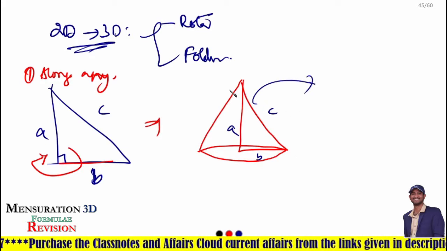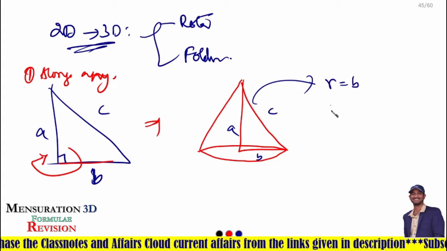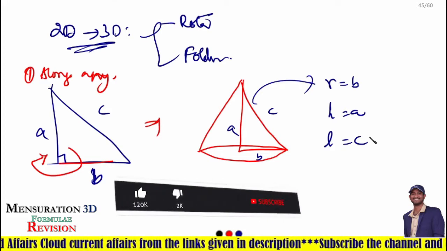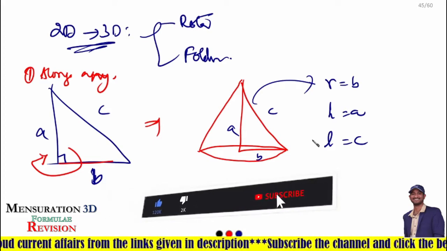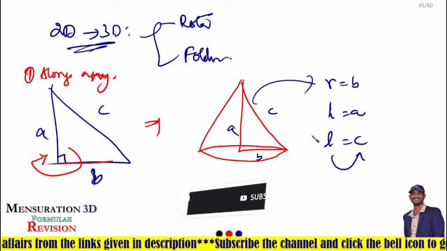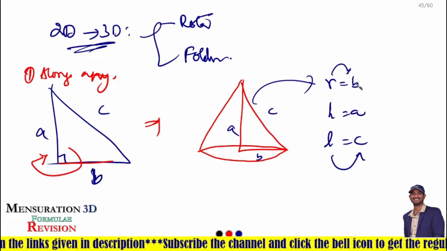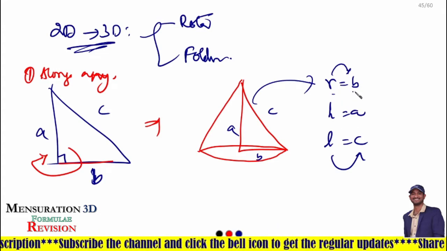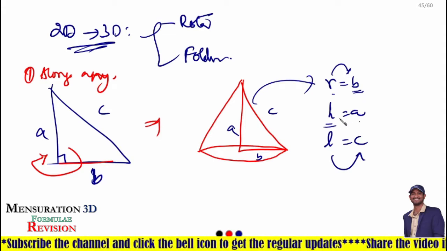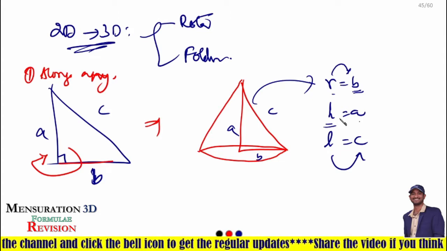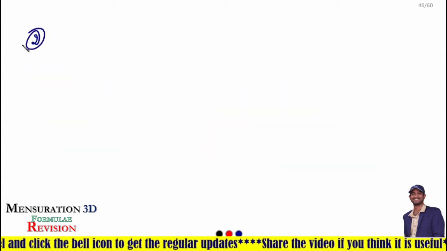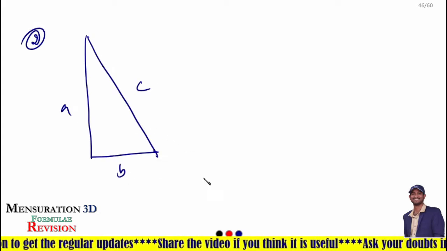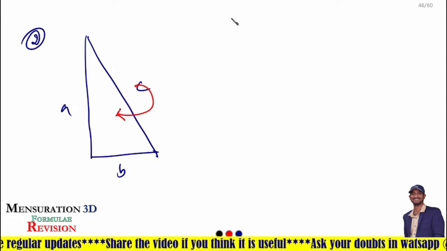Now tell me, what are the dimensions of this cone? Radius is B, height is A and slant height is C. That means when you rotate a right angle triangle along any perpendicular side, the slant height becomes the hypotenuse, the radius becomes the perpendicular side on which you are rotating, and the height becomes the other perpendicular side. When you rotate along the hypotenuse, suppose the sides are A, B and C, and you are rotating like this, now you will get a double cone.